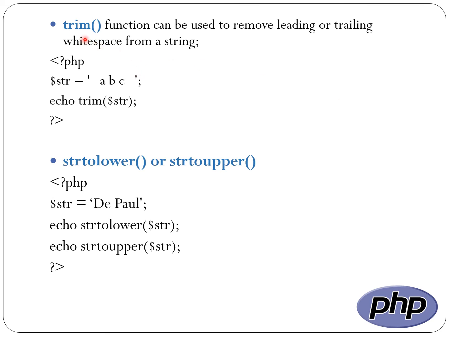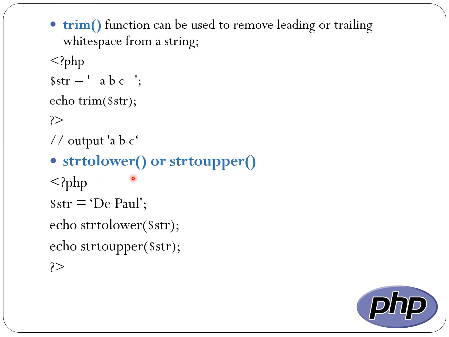The next is the trim function. The trim function can be used to remove leading and trailing white spaces from a string. Here we have an example. $str = " abc "; echo trim($str). So here the output is abc itself. The trim function will remove the white spaces from both ends.